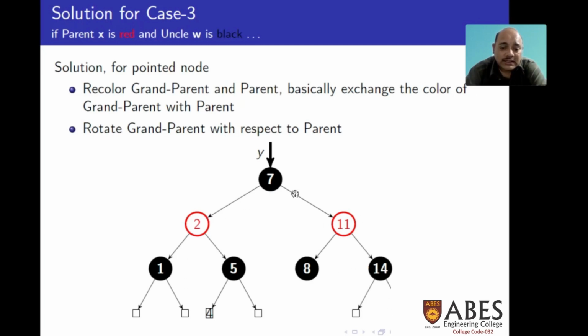For all descendant leaves, let me count 7 as a black color, so we will count it 1, and another black color is coming, then we will count it as 2. So in this particular path, that means 7, 2, 1, only 2 black colors are there. In the next path, 7, 2, 5, only 2 black colors are there. In the next path, 7, 11, 8, only 2 black colors are there. In the next path, 7, 11, 14 and 15, only 2 black colors are there. So that means 7, the root node, has black height 2. Fine, that means this particular tree is balanced.